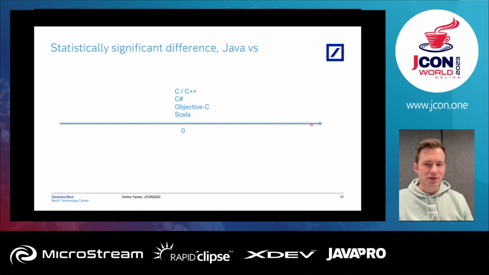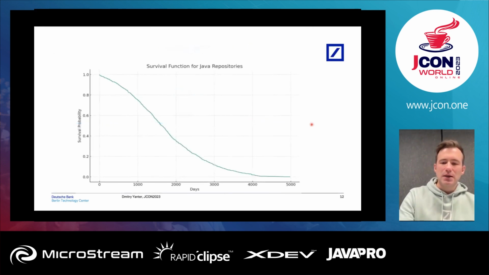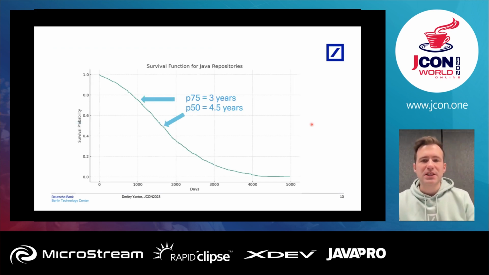However, there are some interesting results that if I compare Java with all other languages, then there are a few interesting statistically significant observations. So Java, I would say, is playing in the same league as C++, C#, Objective-C, and Scala, meaning that they have more or less the same lifetime, and the lifetime or expected is on the slide.